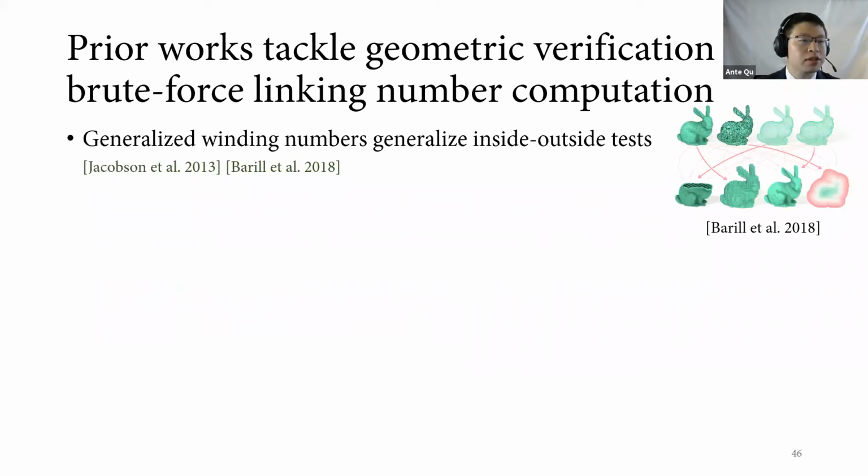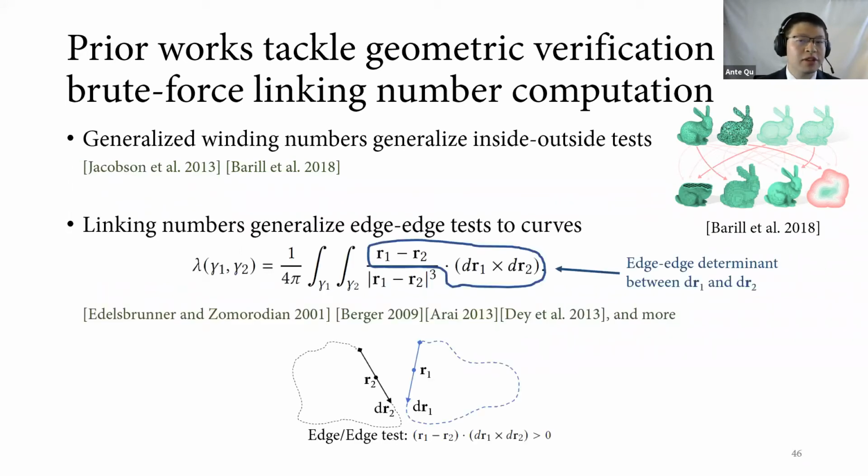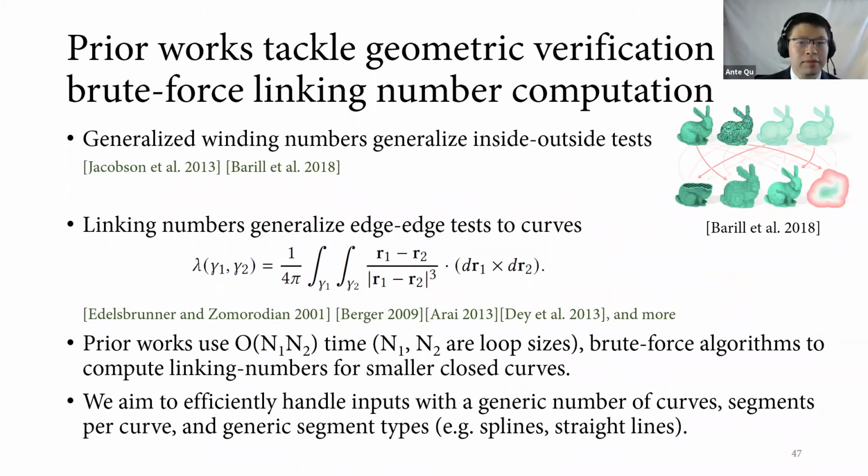Generalized winding numbers generalize inside-outside tests to curved surfaces. That's another set of works. So in a way, linking numbers generalize edge-edge tests to closed curves. This is because the numerator of this integrand is actually the edge-edge determinant between the differential vectors dr1 and dr2 along the curves. And most prior works use a brute force quadratic algorithm, whether it be counting crossings or the Gaussian integral. As far as we're aware, no existing work has scaled linking number computation to generic large input.